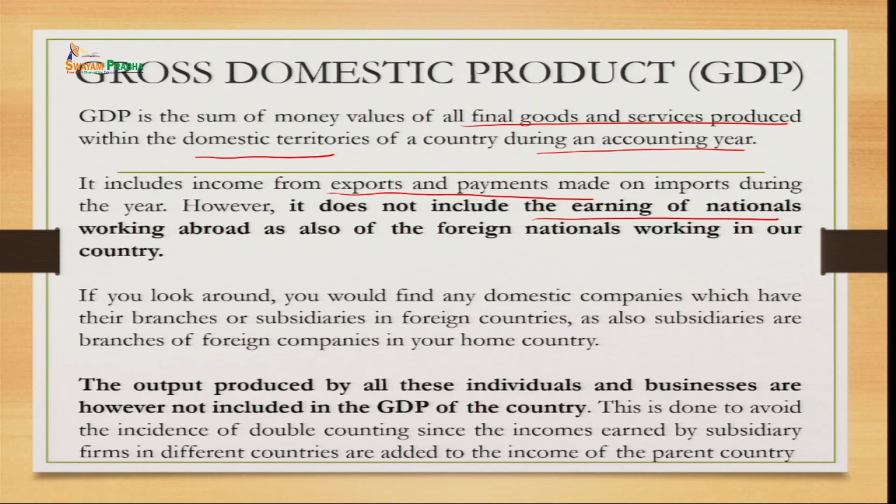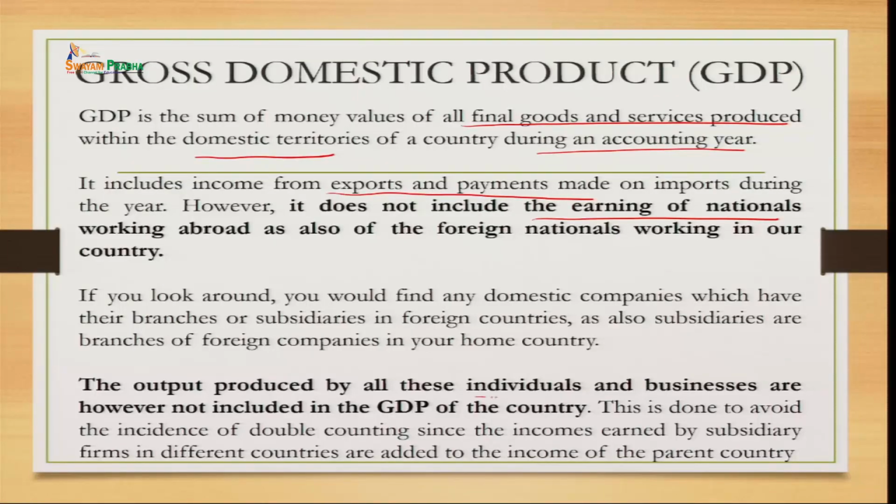So, GDP is basically the final value of all those goods and services which are being produced within the domestic territory of an economy during an accounting year. That is GDP, and it also includes the data of import and export made in the economy, right. So, the output produced by all these individuals and businesses, however, not included in the GDP, the people who are working outside India, that actually constitutes the part of GNP.